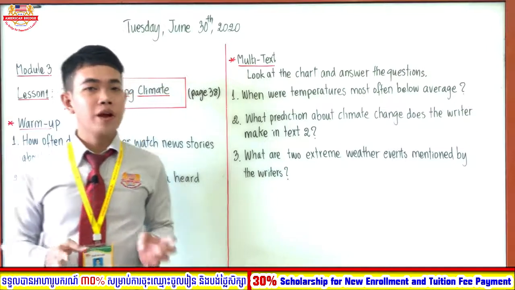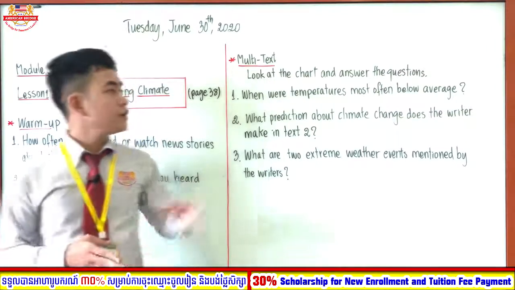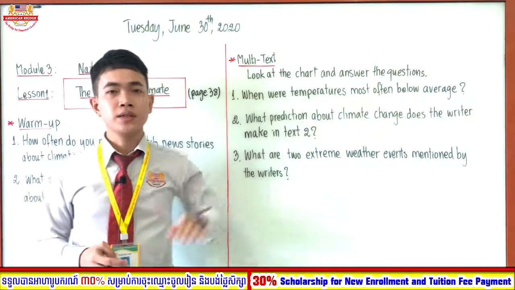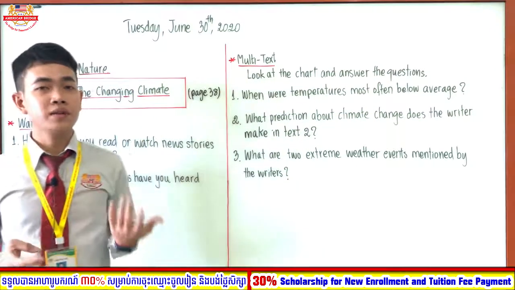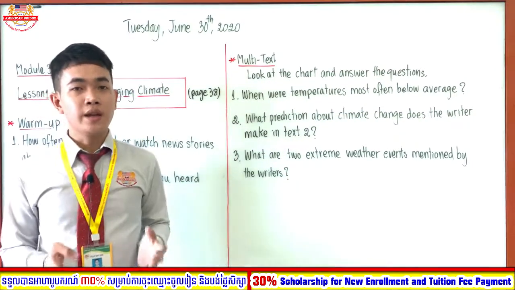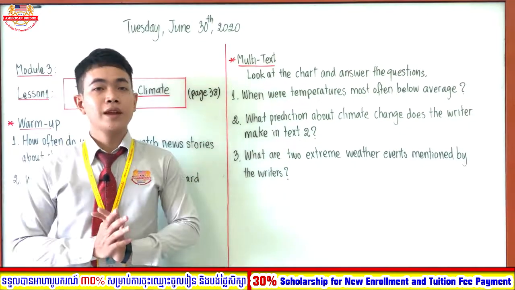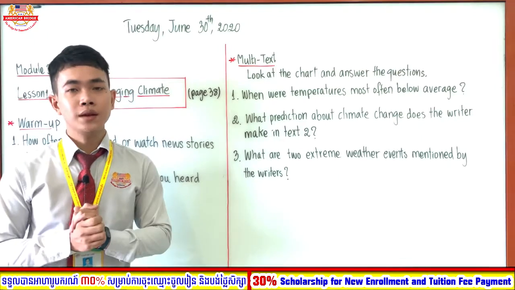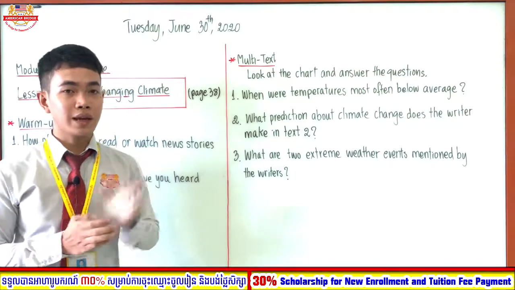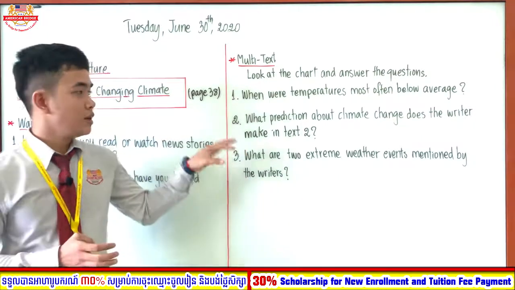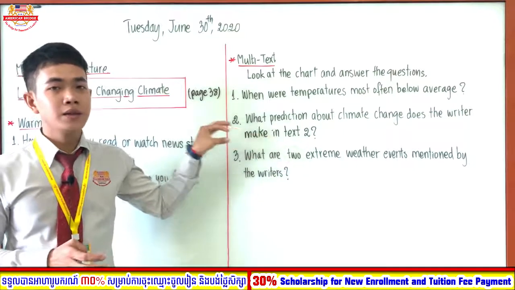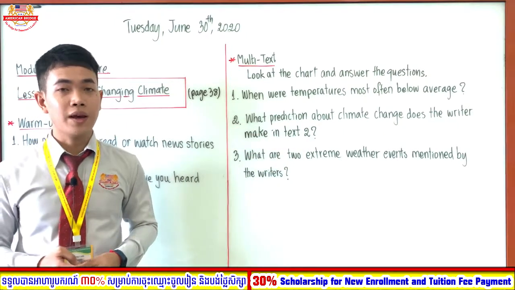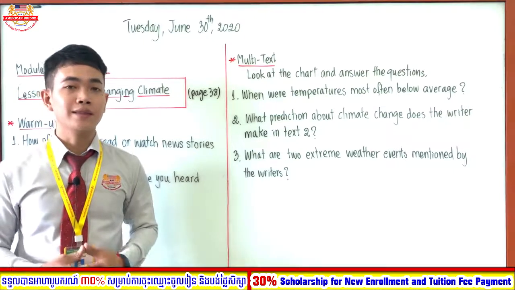Can you answer our first question, everyone? When were temperatures most often below average? The temperature was most often below average in 1940. Now let's continue with our reading. Let's move on to our second and third questions. For these two questions, you need to listen and read the text first. Are you ready? Now let's start all together.